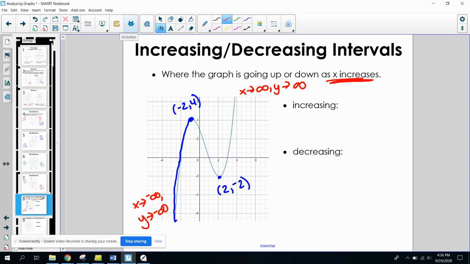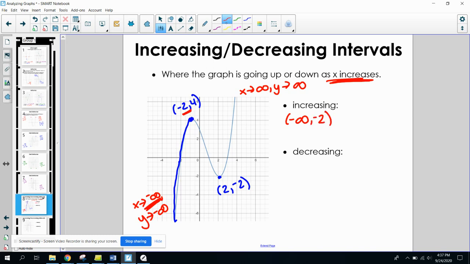So as I go from left to right, my graph is increasing from my end behavior x value to my maximum x value. So from negative infinity, which is all the way left, all the way until we get to -2, my graph will be increasing. So that would be the interval negative infinity to -2.